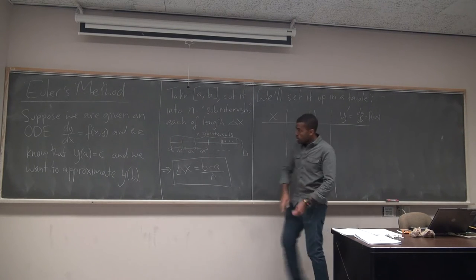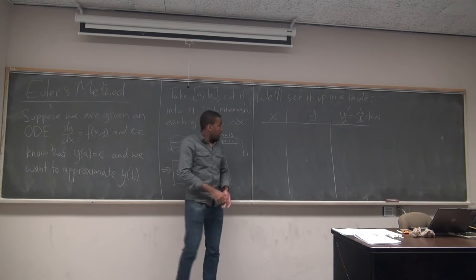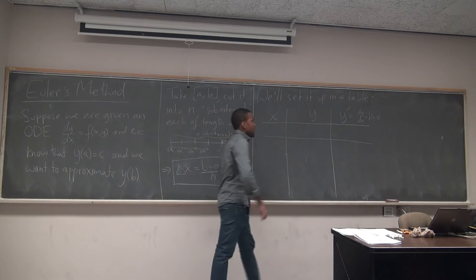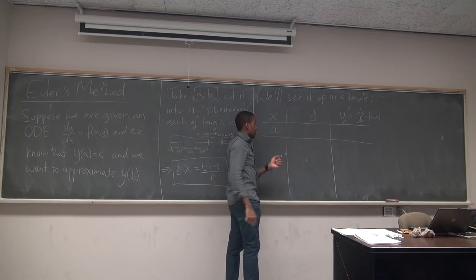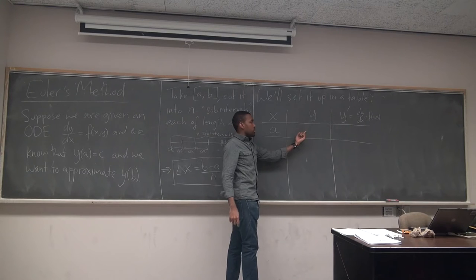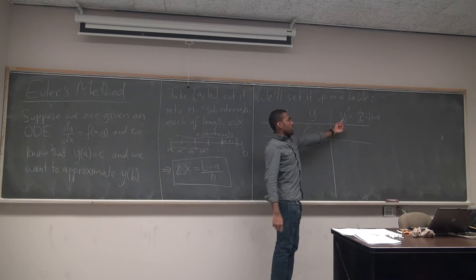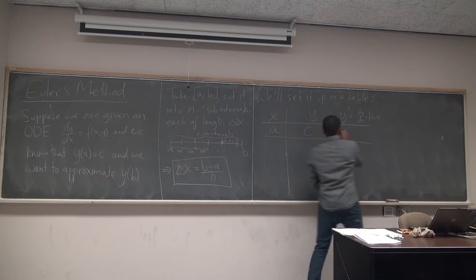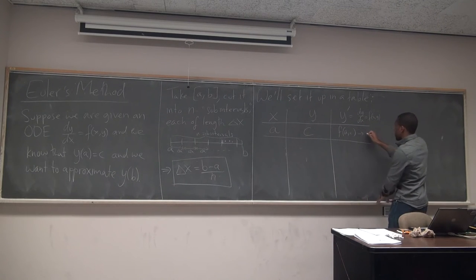Now remember the goal. I know y of a equals c, and I want to find y of b. Which means on the first line, I already know what I have. My x value is a. When my x value is a, my y value is c. And when my x is a and my y is c, what is my slope? I'll be given a formula and I just plug these in. This is going to be f of a comma c.